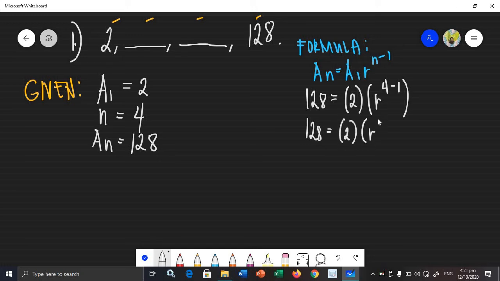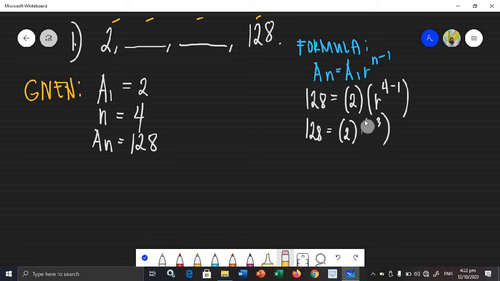And then r raised to 4 minus 1 is 3. Okay? So, we are looking for r. Kailangan i-isolate natin si r. Okay? Para ma-isolate natin si r, kailangan mawala nitong si 2. Okay? So, we need to divide the equation by 2.